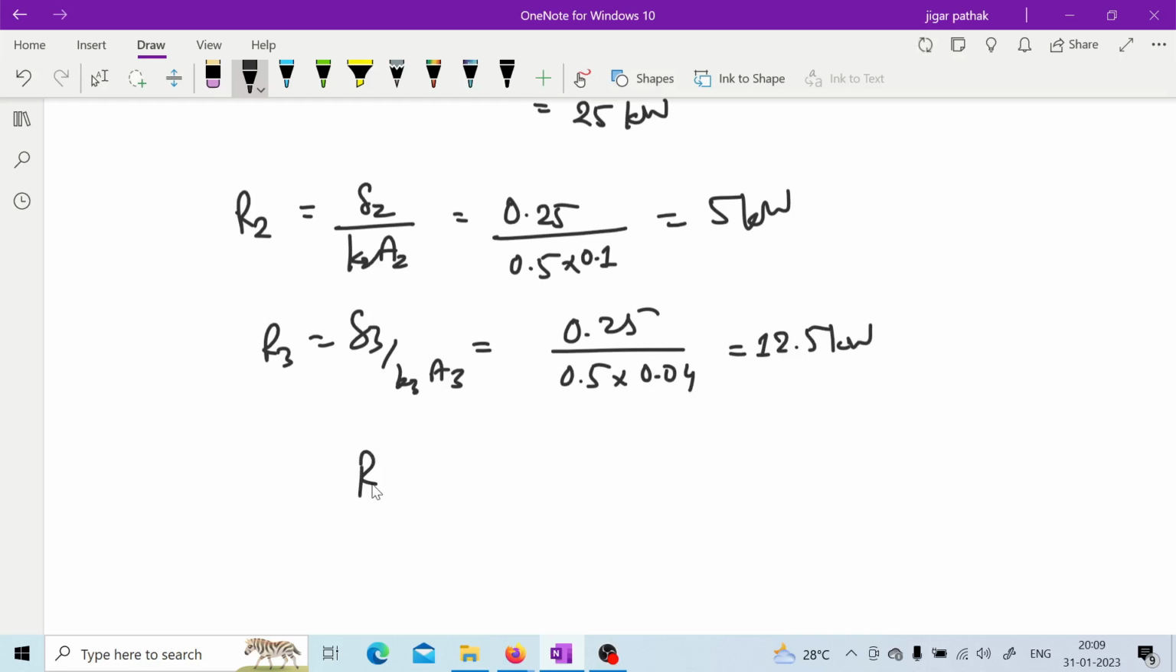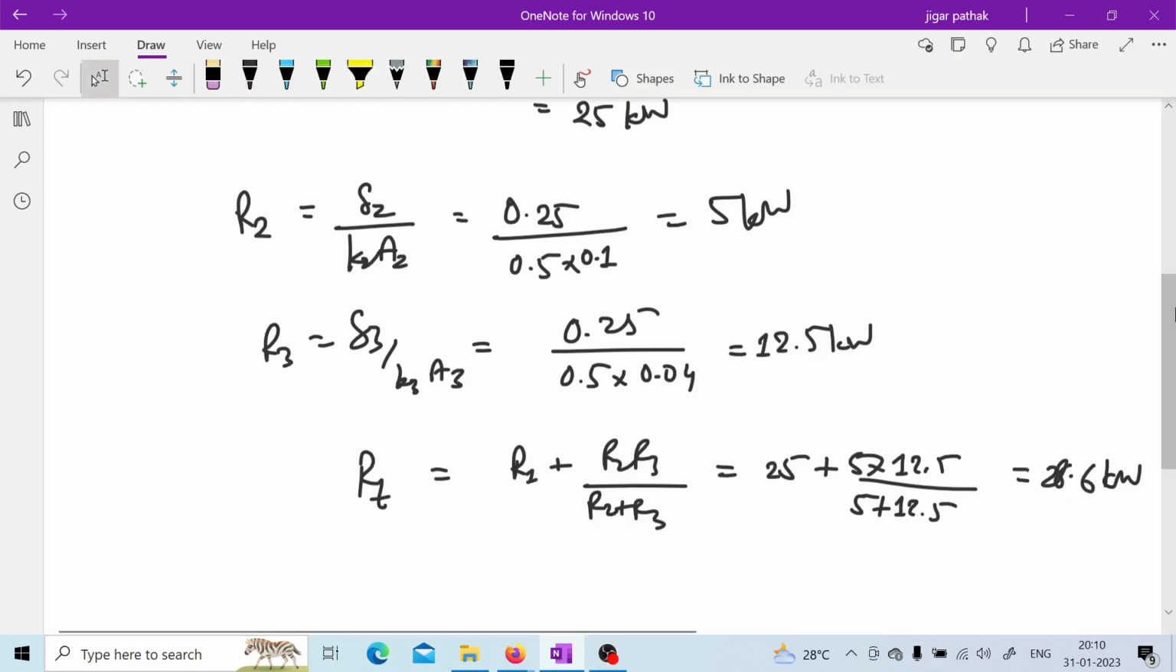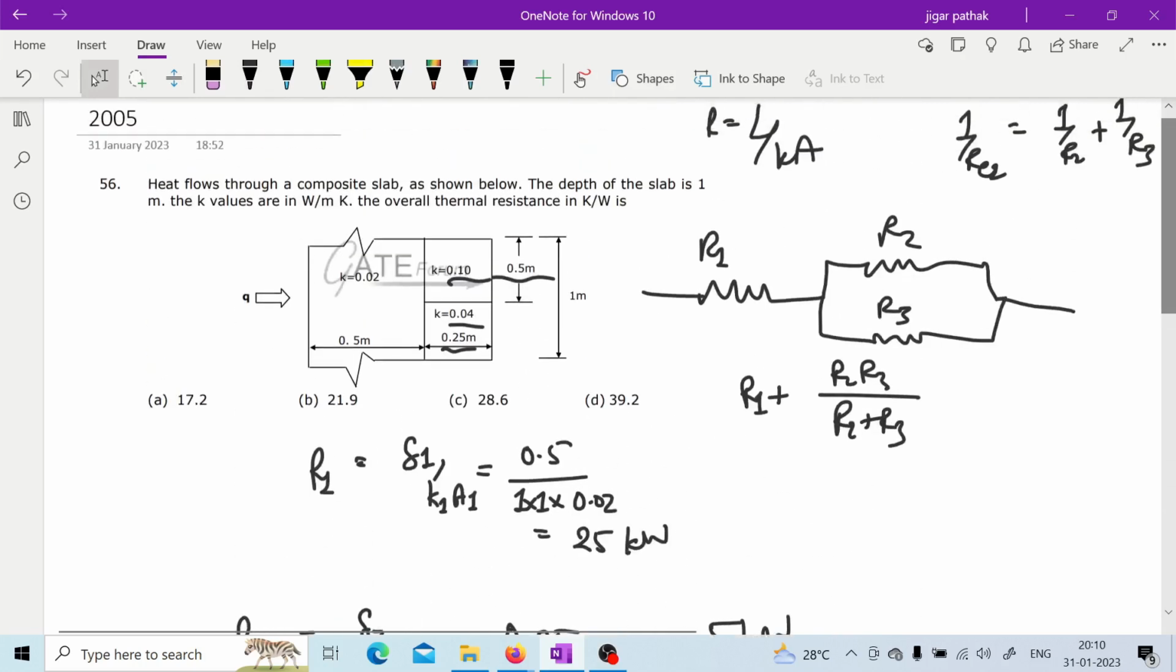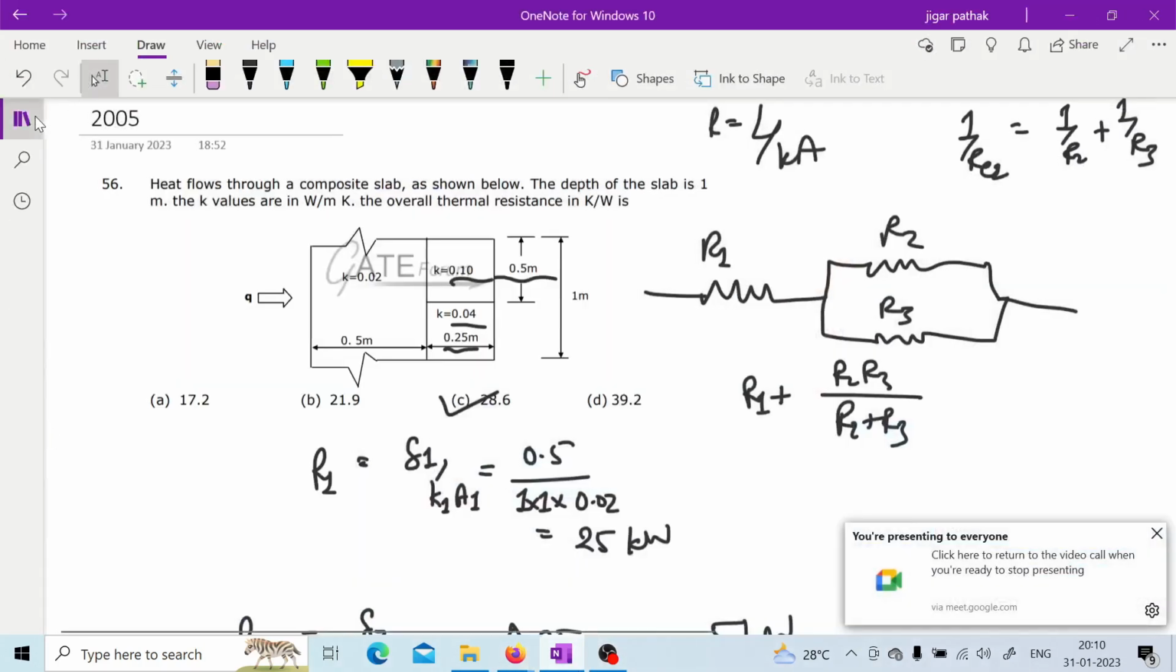So once you have all this, the total R will be given by, as we have discussed, R1 plus R2 R3 upon R2 plus R3, which is 25 plus 5 into 12.5 upon 5 plus 12.5, so that is 28.6 kilowatt. So all of you are getting this? Yes, sir. Okay, so let us go to the next one.